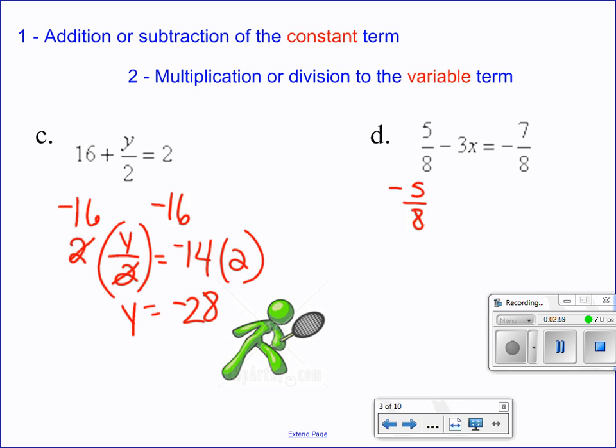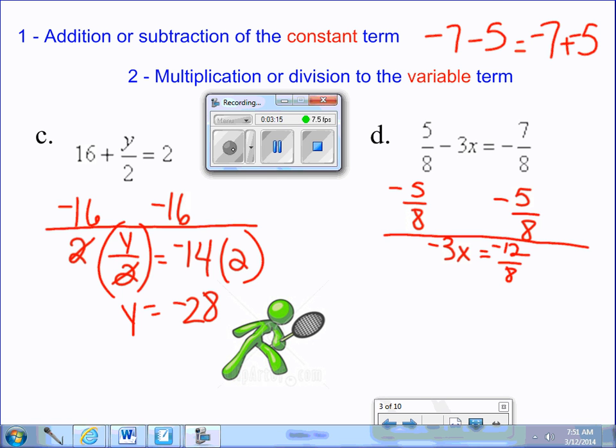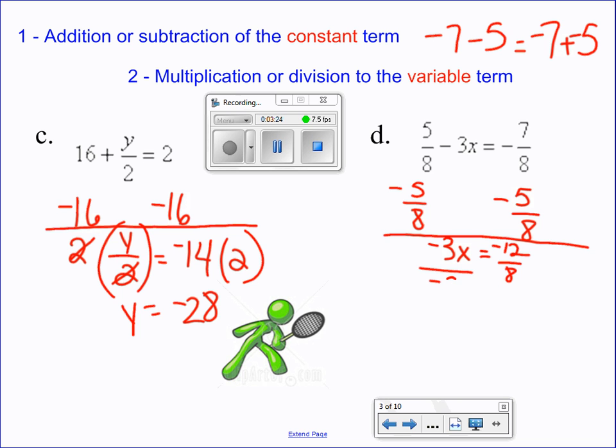So in this one, again, we're going to take care of the constant term, so we're going to subtract 5/8 from each side. So I have negative 3x is equal to negative 7/8 minus 5/8, which will be negative 12/8. Now I'm left with negative 3x is equal to negative 12/8. So for teaching purposes, I'm going to divide each side by negative 3.